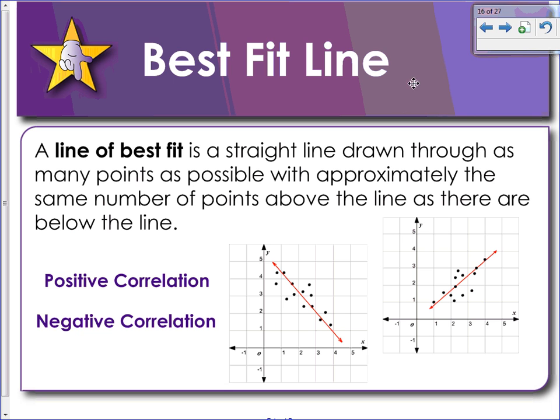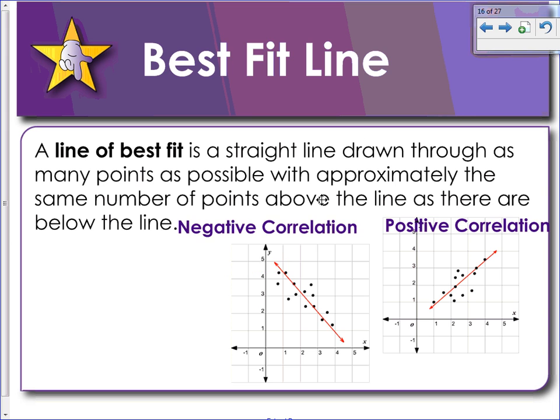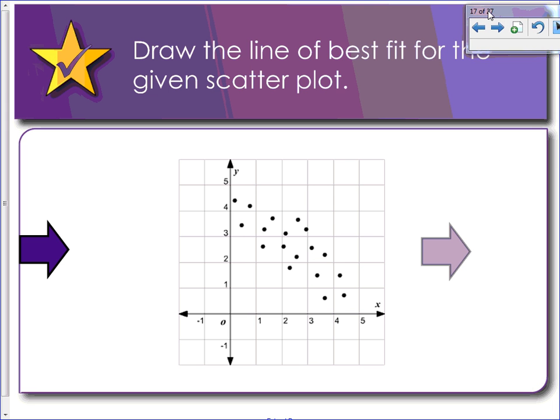Okay. Oh yeah, that's what it was. Our line of best fit. A line of best fit is a straight line drawn through as many points as possible with approximately the same number of points above the line as there are below the line. Okay. So I have a positive correlation and then I have a negative correlation. This is my positive. This is my negative.